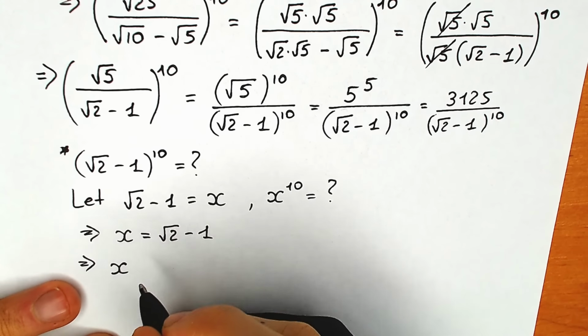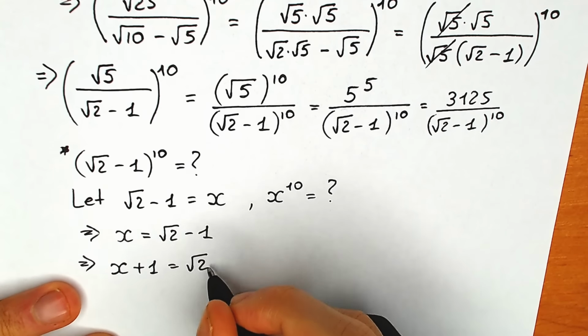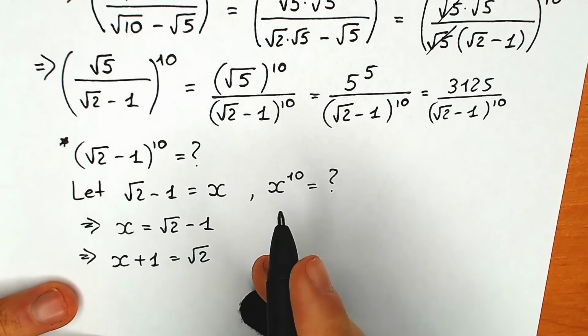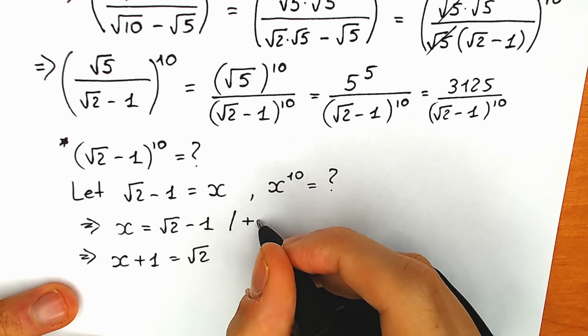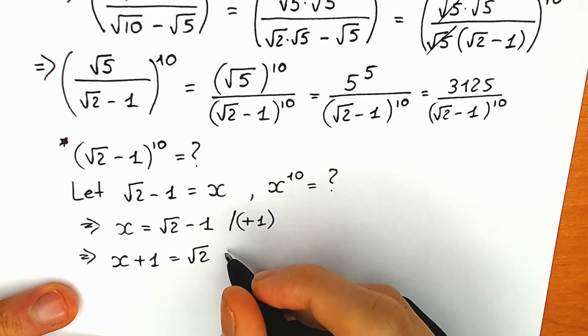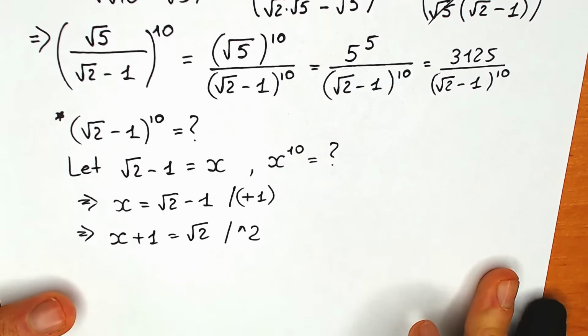As a result, we have x plus 1 equal to square root of 2. We just add 1 to both sides. I can easily underline what we did. We add 1 to both sides, and right now let's raise both sides to the second power. So let's square both sides.